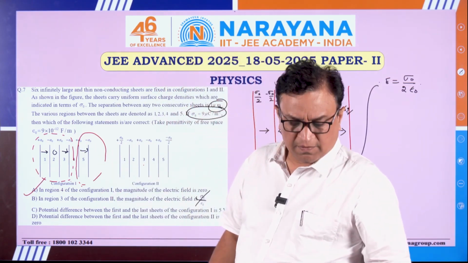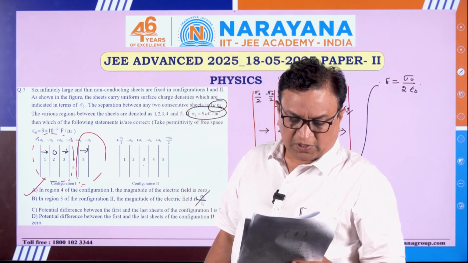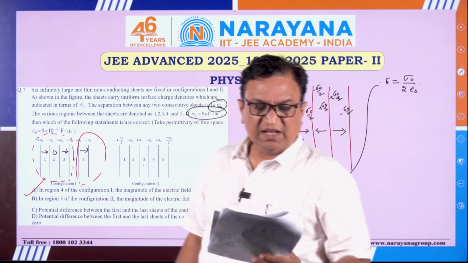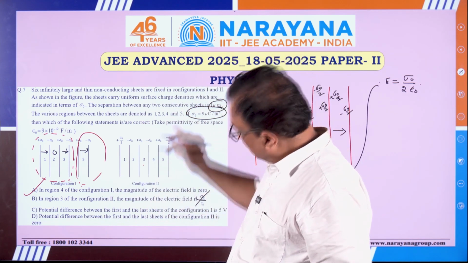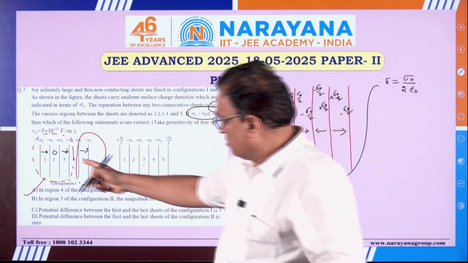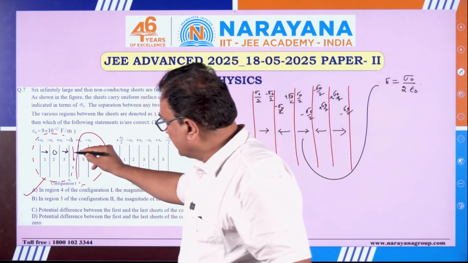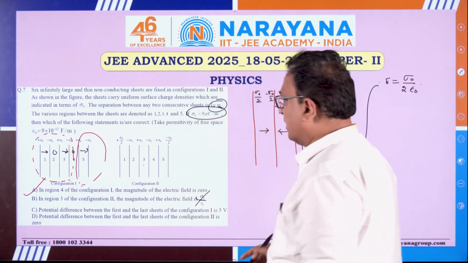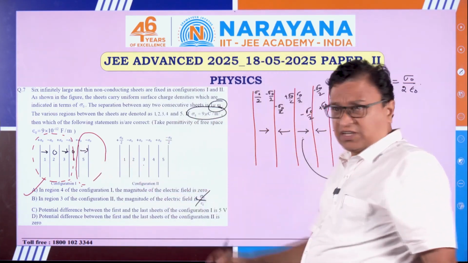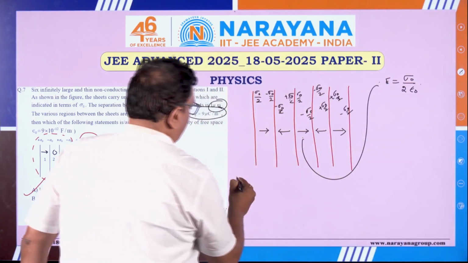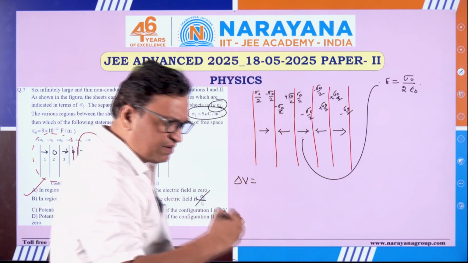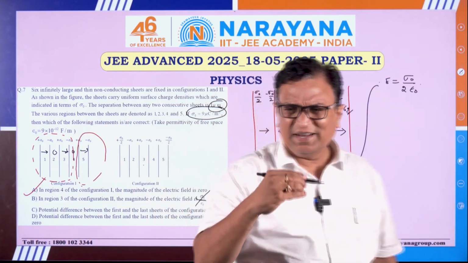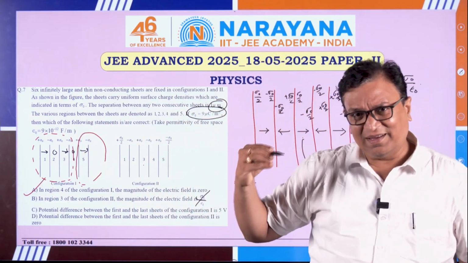That's the deal. What is it they are asking? The potential difference between the first and the last plate of this configuration, right? No issues. Here this is 0 again. Simple. I am working on the potential difference. For configuration 1, the potential difference is simply E1 D1 plus E2 D2 plus E3 D3. Likewise, you will apply, right?